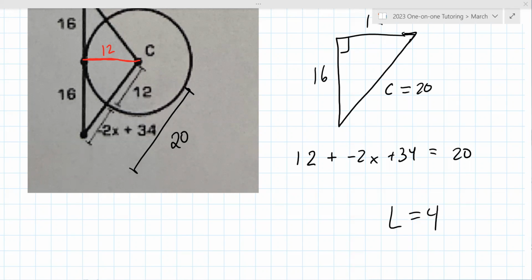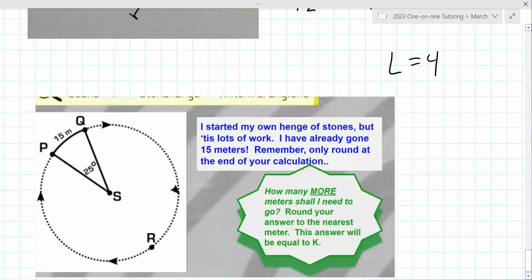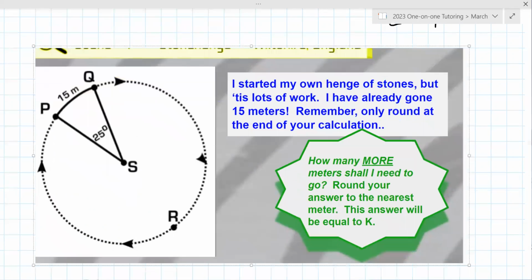Okay. So I'm looking at slide 20 now, actually. That first one's not really useful. This one kind of gives you what the question is. I want to confirm it with what you sent over as a picture. How many more meters shall I need to go? Round to the nearest meter.